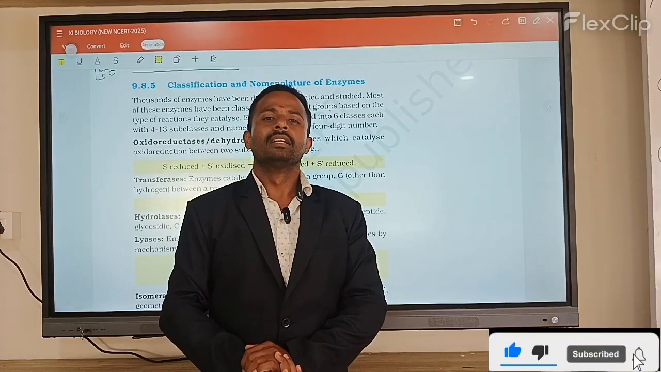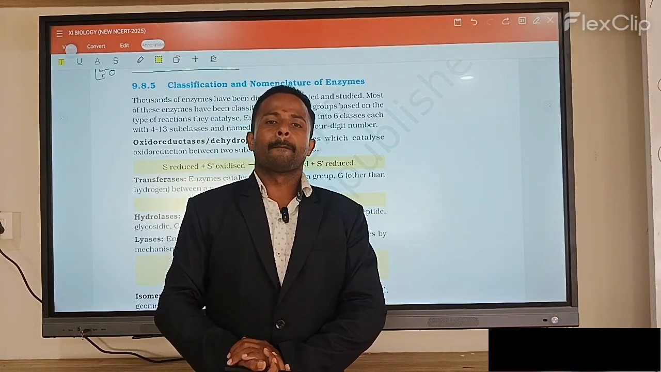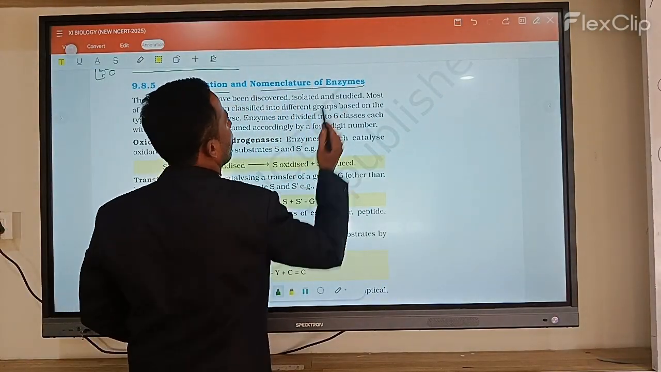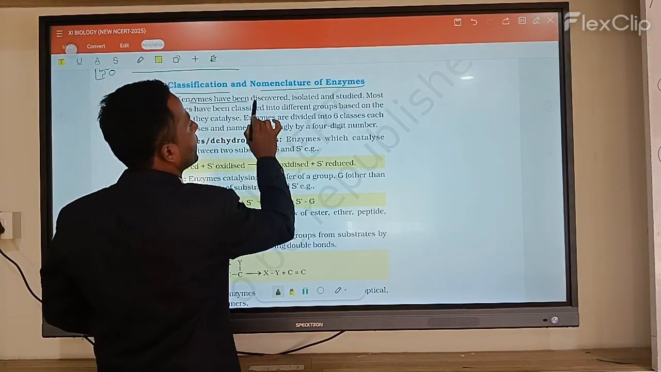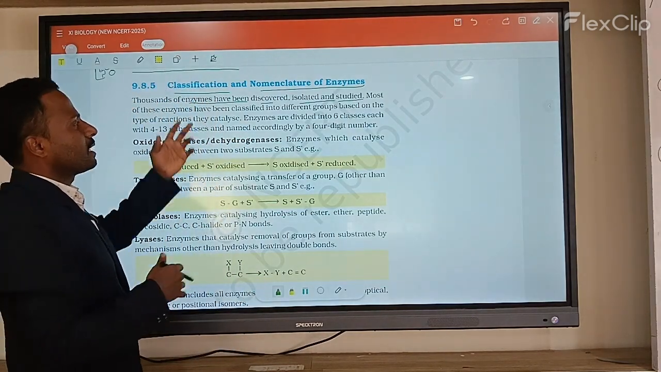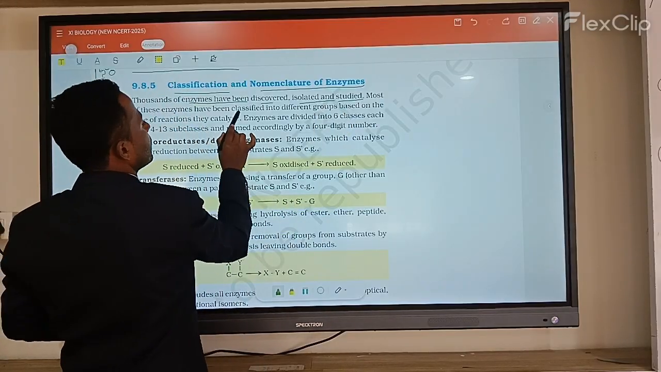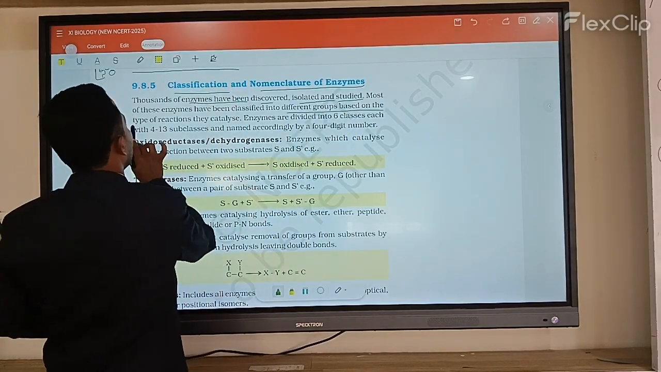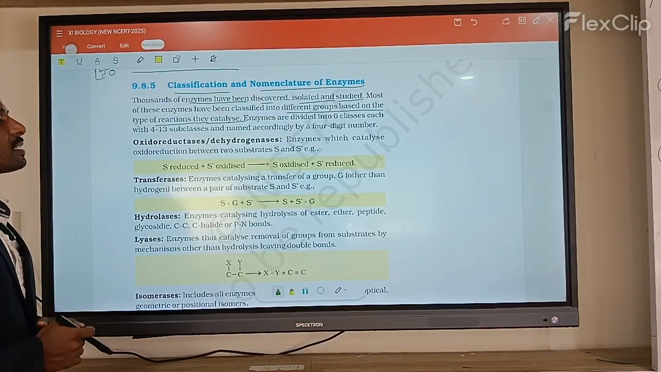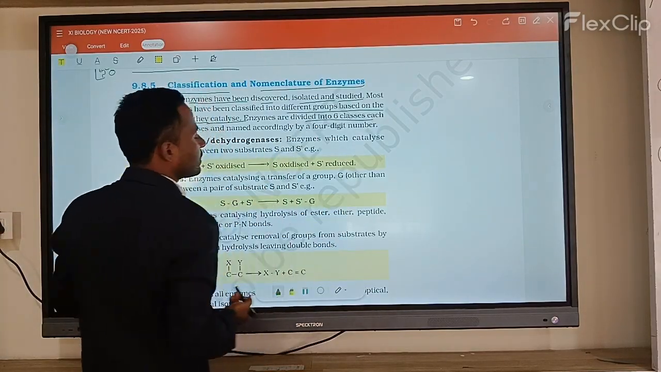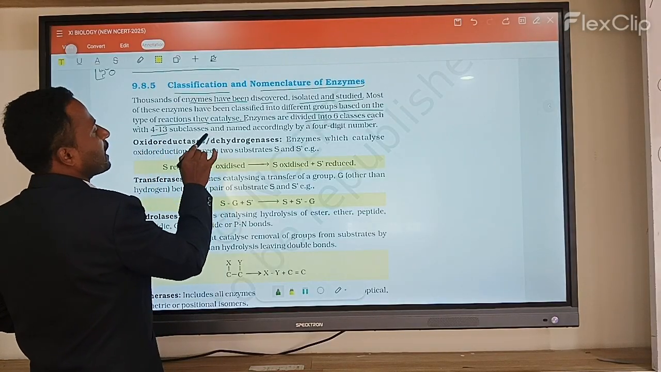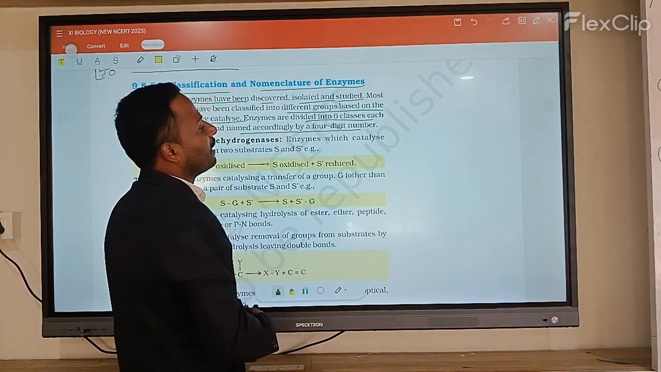For this section we will discuss NCERT Class 11 Biomolecules Part 5, that is classification and nomenclature of enzymes. Thousands of enzymes have been discovered, isolated and studied. Most of the enzymes are classified into different groups based on the types of reactions they catalyze. They are divided into 6 classes, with 4 to 13 subclasses, named according to 4-digit numbers.